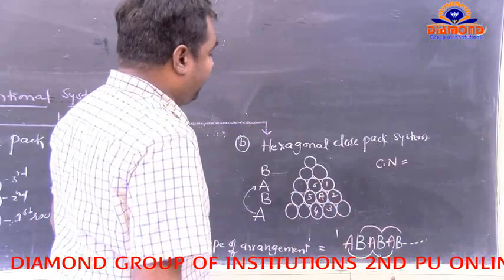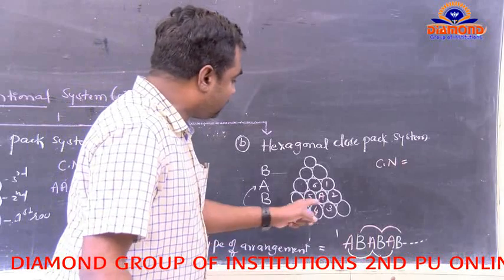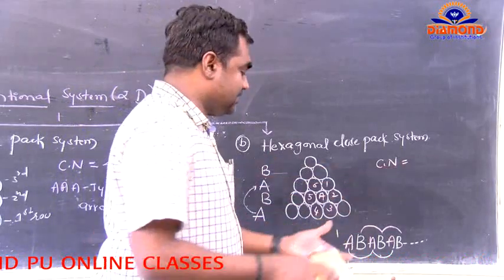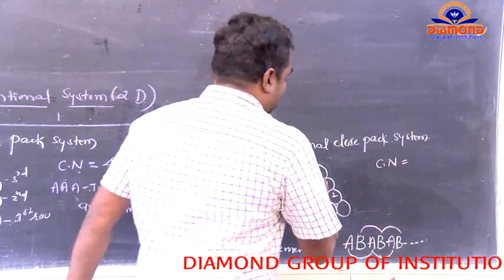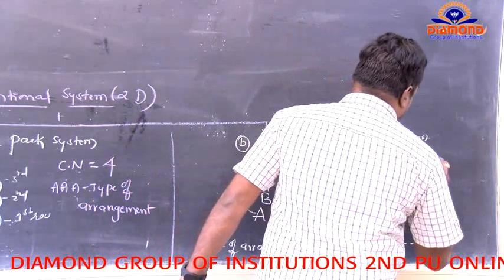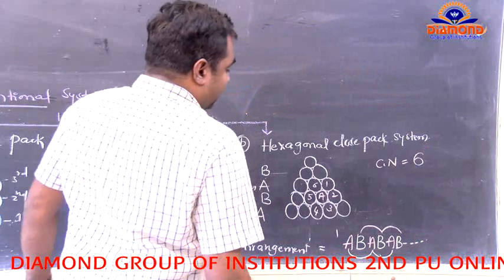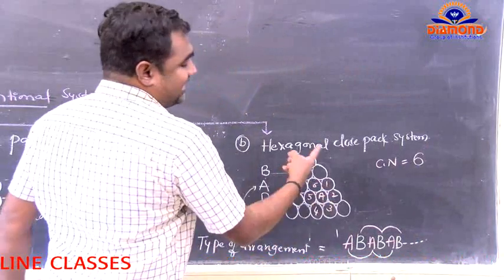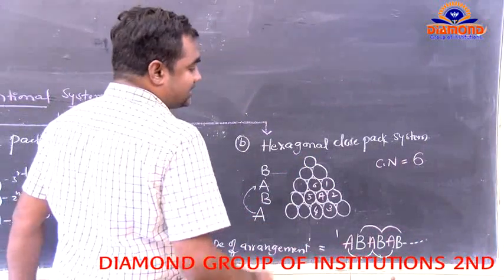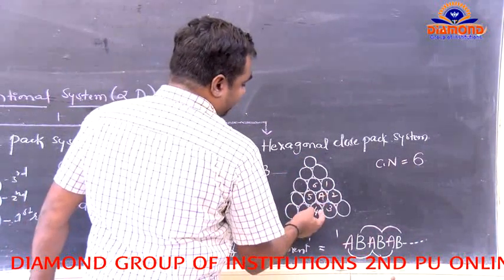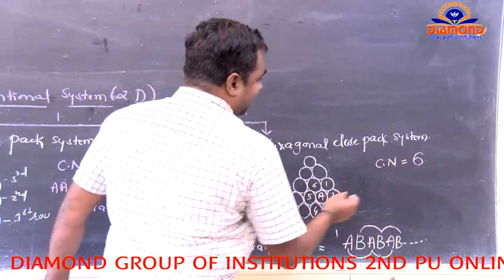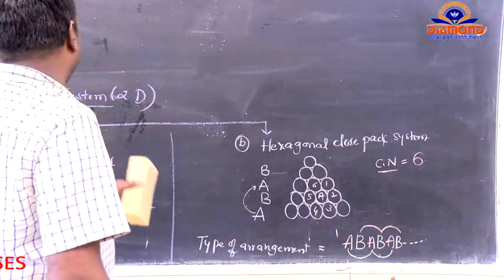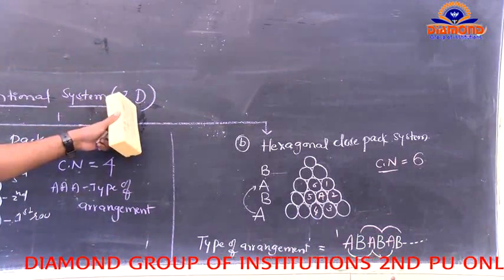So how many atoms are in contact with A? That is known as the coordination number. Simply, how many are there? Total 6 is the coordination number. Why? Because A is in contact with the other 6 atoms: 1, 2, 3, 4, 5, 6. So friends, this is about the two-dimensional system.